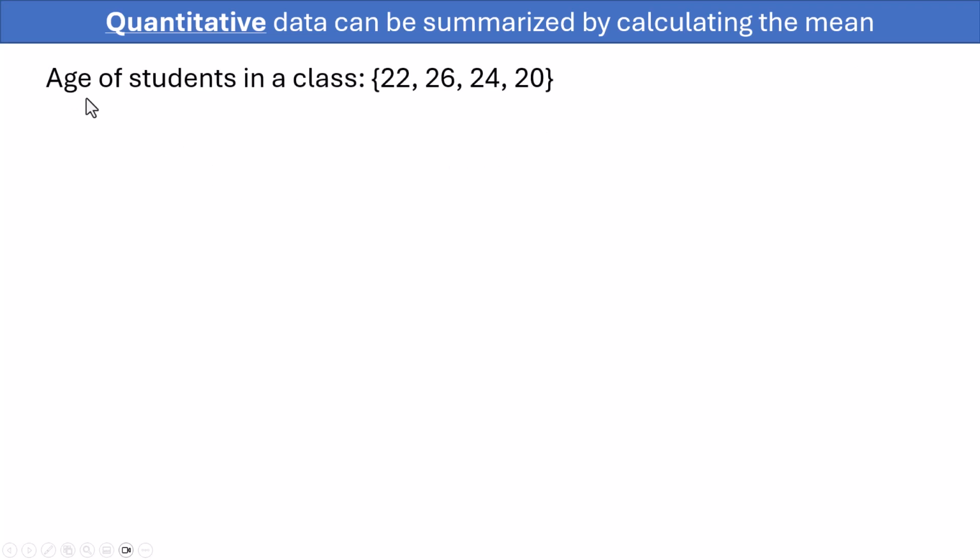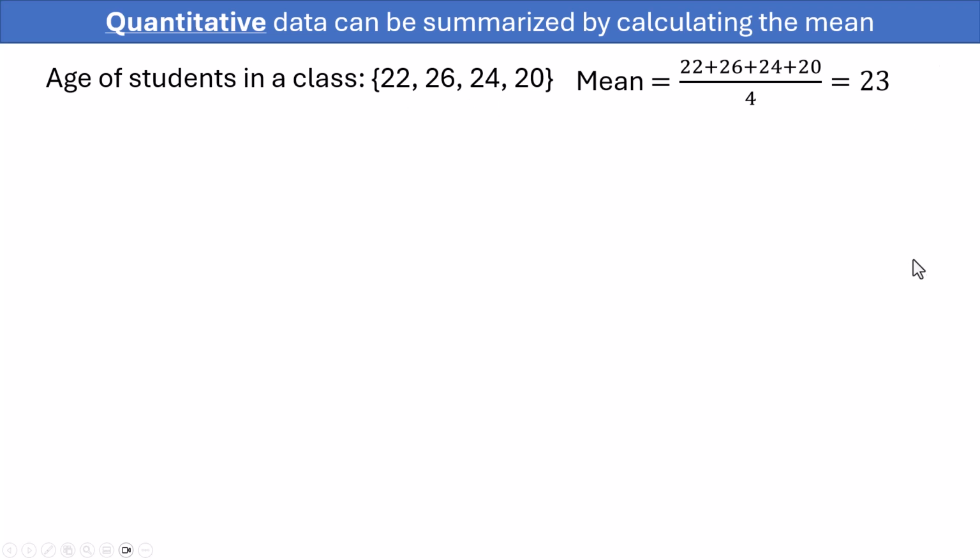Let's say we had the age of students in a class, so a very small sample of students in class. 22, 26, 24, and 20 are the ages of these students. If we wanted to find the mean, then we could simply add up all those numbers and divide by 4. Something you've probably been doing since, I don't know, 6th grade, right? If you were able to do that, you would find that the answer is 23. We would say the mean age of the students in this very small sample is 23 years old.